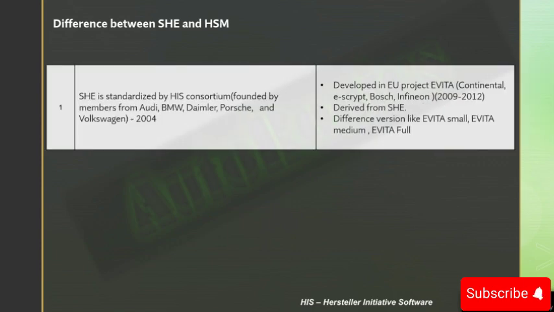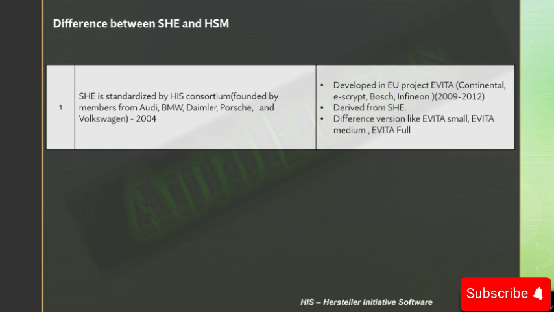Let's see the difference between SHE and HSM. So what is meant by SHE? SHE is nothing but Secure Hardware Extension module, whereas HSM stands for Hardware Security Module. Let's see about the standardization of both of them. SHE is standardized by the HIS consortium, where HIS stands for Herstellerinitiative Software. The HIS consortium was founded in 2004 and consists of members from Audi, BMW, Daimler, Porsche, and Volkswagen. It was formed to address activities and develop common standards related to automotive manufacturing.